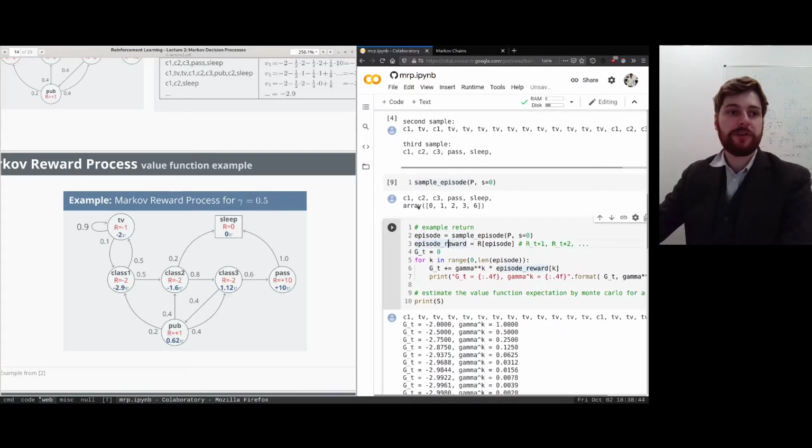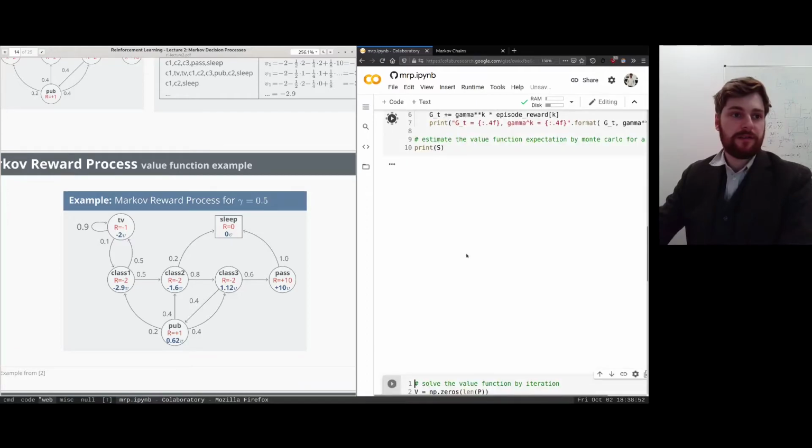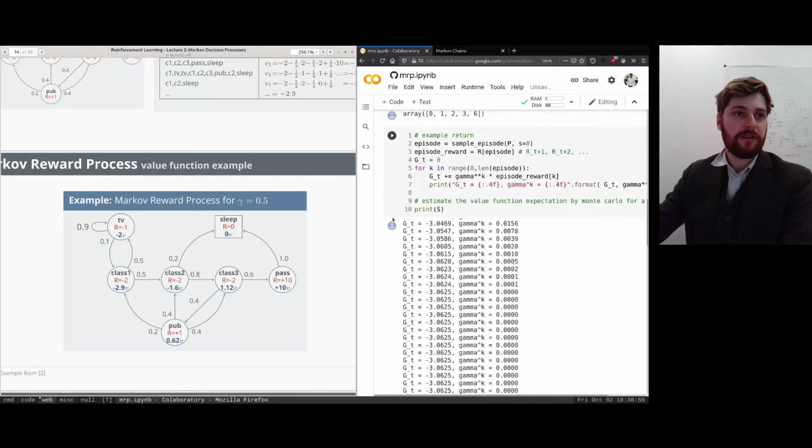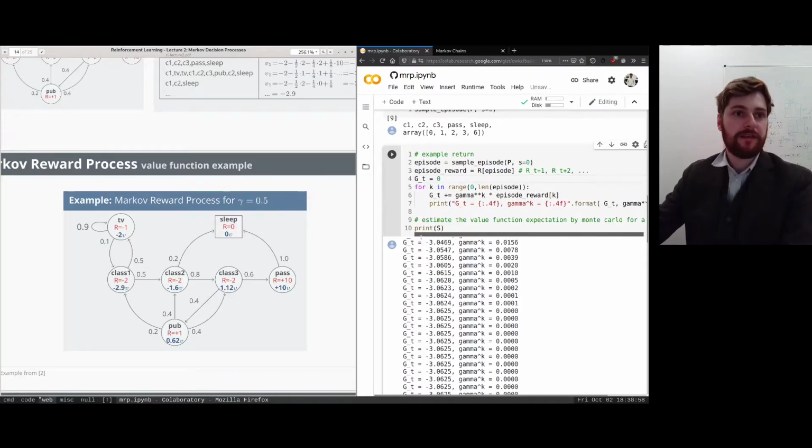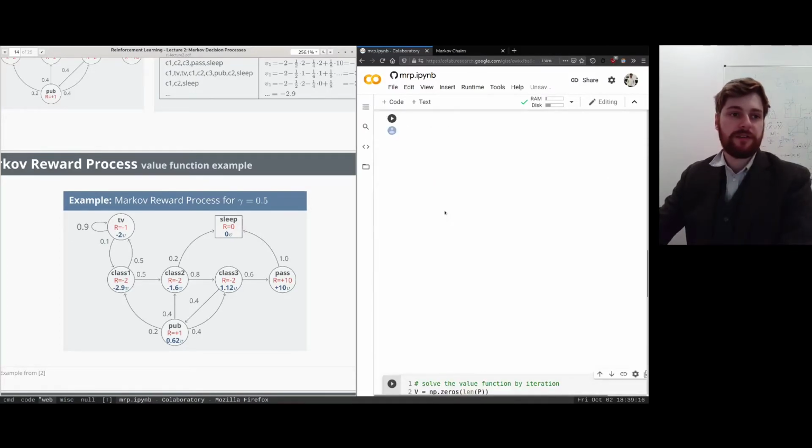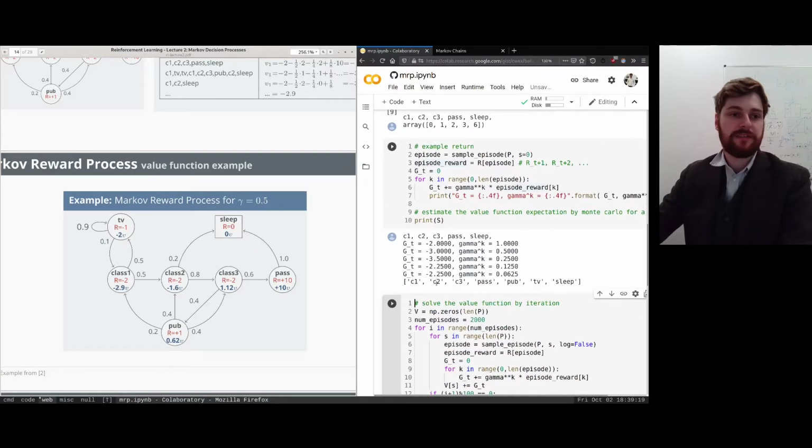So now, how do we compute the value of being in class 1? Well, really, we just need to keep averaging it. So it's actually a Monte Carlo method. Let's just run through what's happening here. We're sampling an episode, and we're computing the reward for that episode. Then we're going to go through the entire episode and compute the return as per the equation. Okay, this is quite a long episode. Let's see if we can find a short one. So this tells us the return for this episode here.